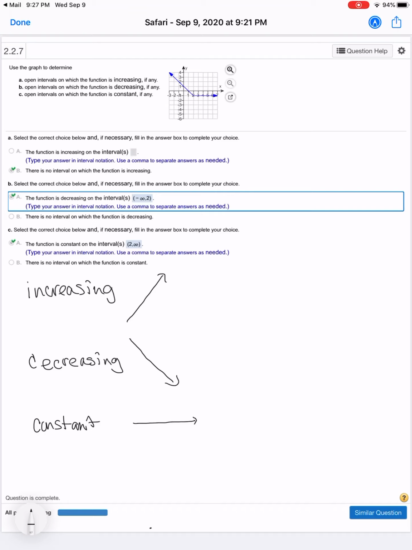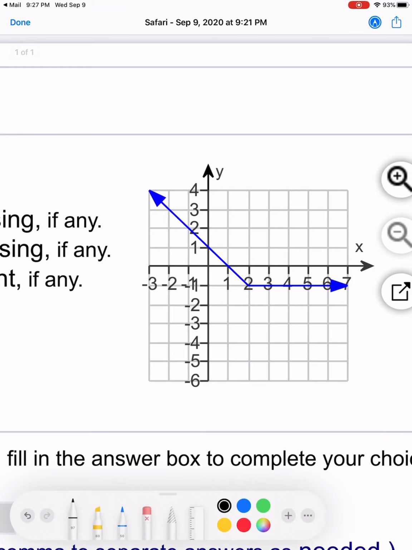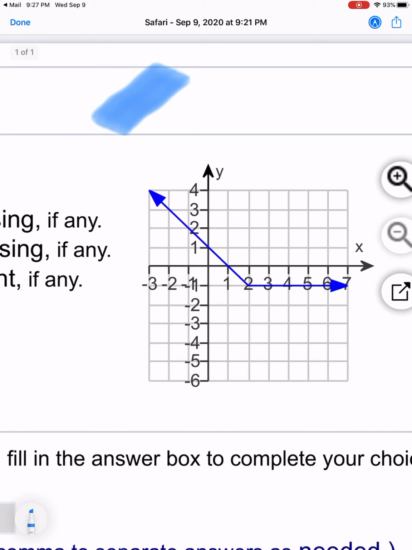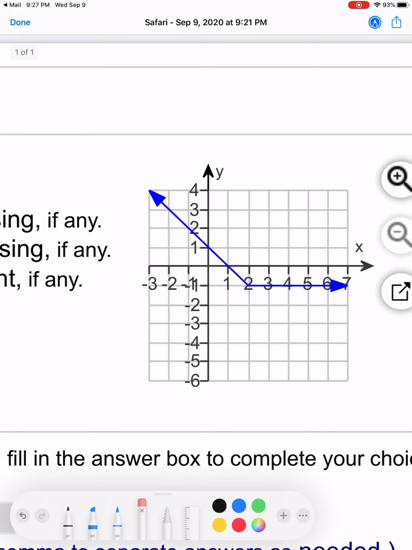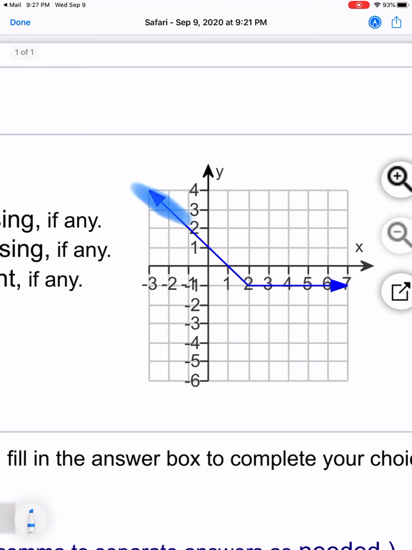So let's go ahead and zoom in on the graph that you have here. And what we see is this function is never going upward. We never have a slope that looks like that, that's going up. So it's never increasing. However, right here on this left part of the graph, let me click the right tool. On this left part of the graph, it's going down. So for that part of the curve, we are decreasing.